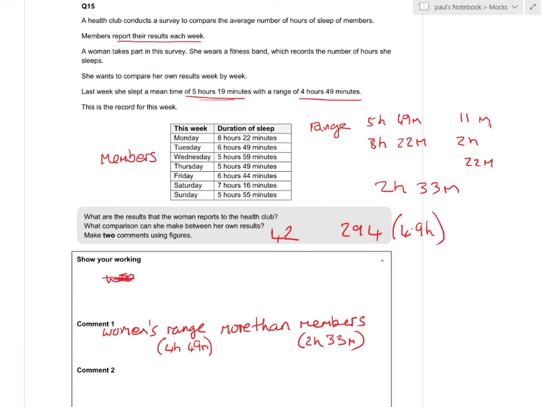So add these two together. So I've got 46.9 hours. Divide it by 1, 2, 3, 4, 5, 6, 7. Divide that by 7. So 46.9 divided by 7 is 6.7. 6.7 hours. Right, 0.7 of 60 is 42, so that's 6 hours and 42 minutes.